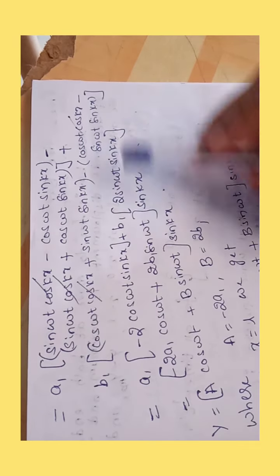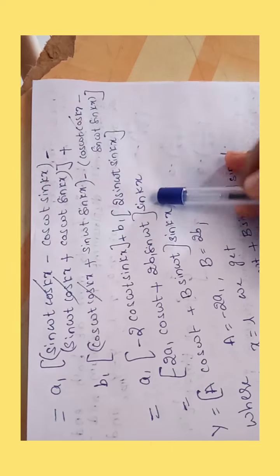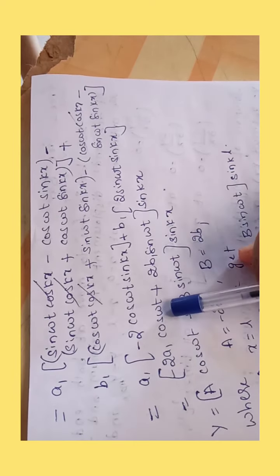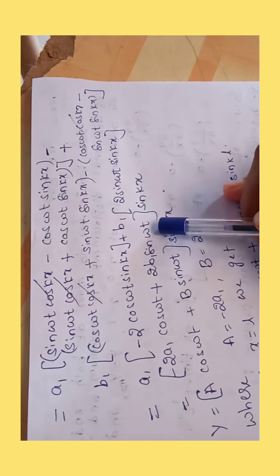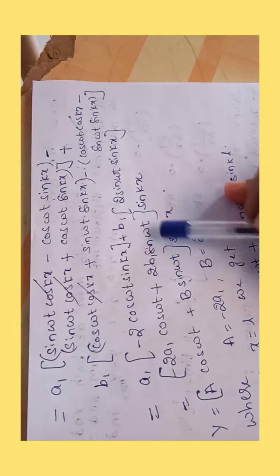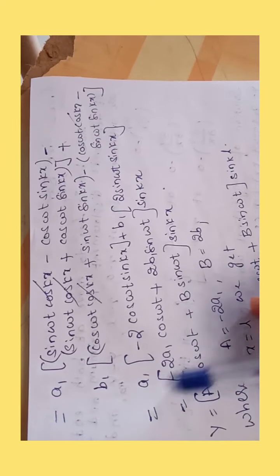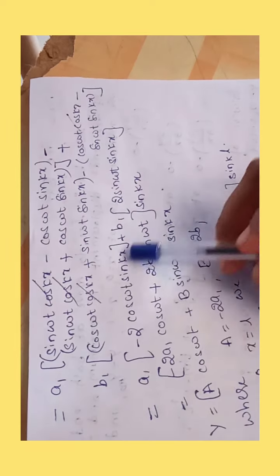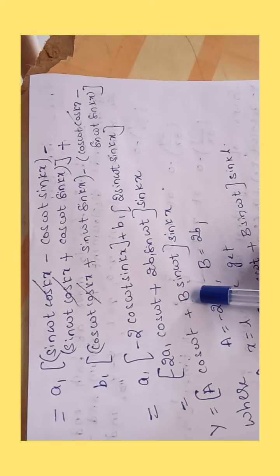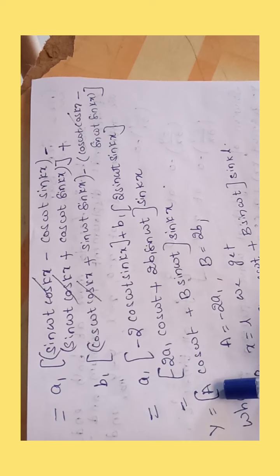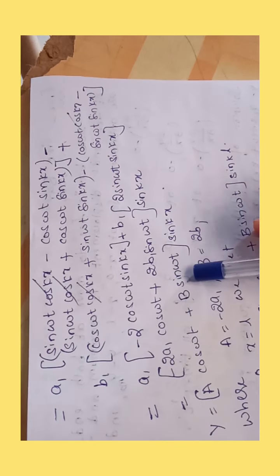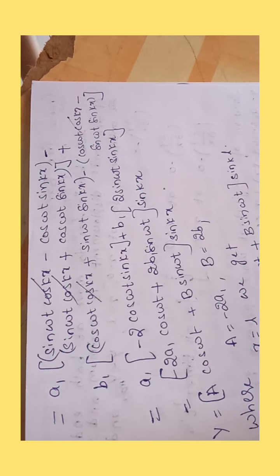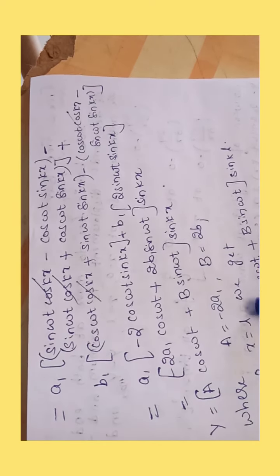In both terms sin kx is common. So taking sin kx as common, we will get minus 2a1 cos omega t plus 2b1 sin omega t. Now instead of this minus 2a1, we are substituting a, and here in place of 2b1 we are substituting b. So y equal to (a cos omega t plus b sin omega t) sin kx. Now let us apply the next boundary condition.